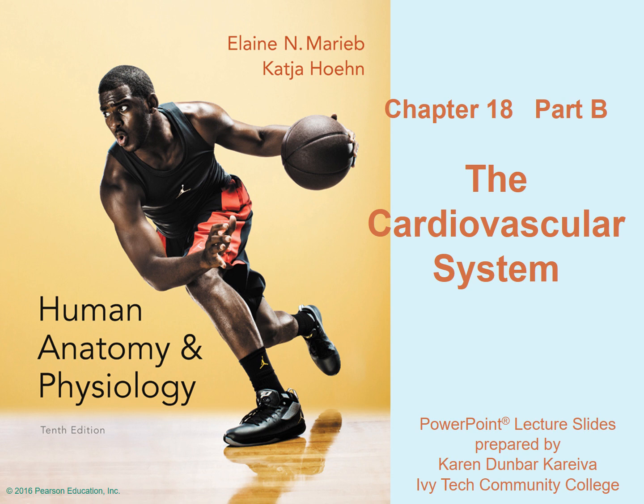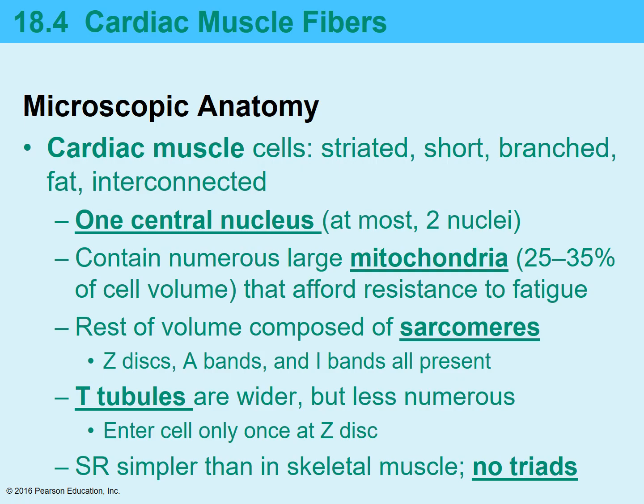B of the cardiovascular system. We're going to look at the cardiac muscle fibers and start off with the macroscopic anatomy. The cardiac muscle cells are striated, they're branched, they're short, they're interconnected. There tends to be just one central nucleus. They do contain several large mitochondria.